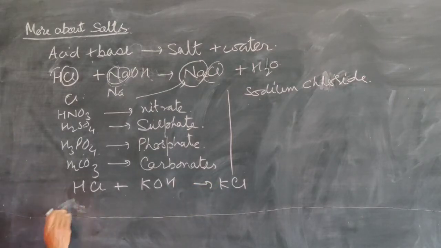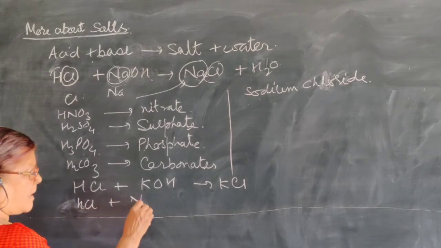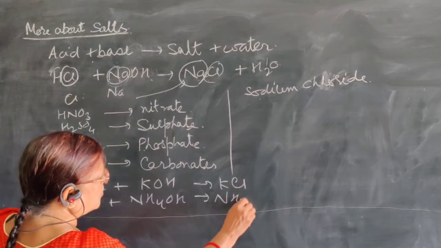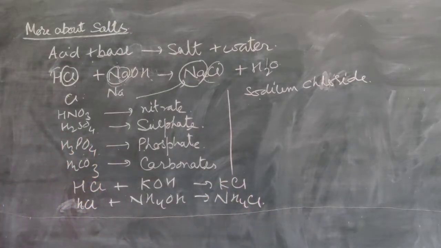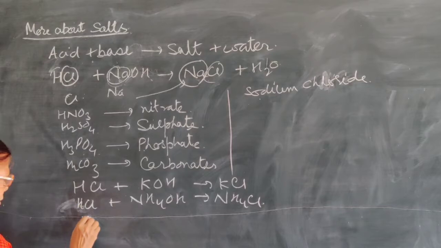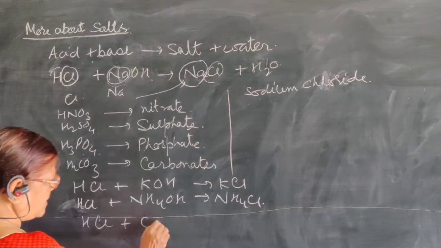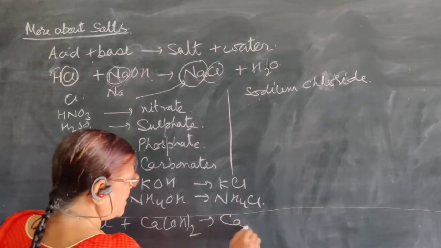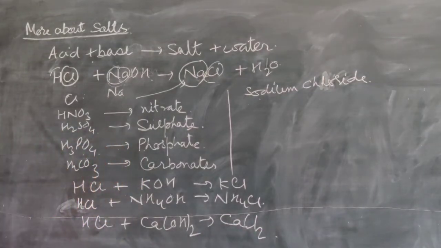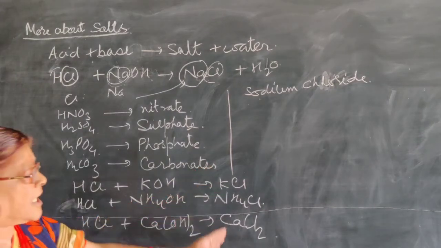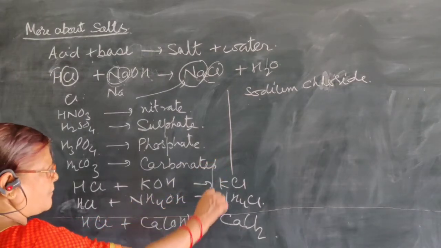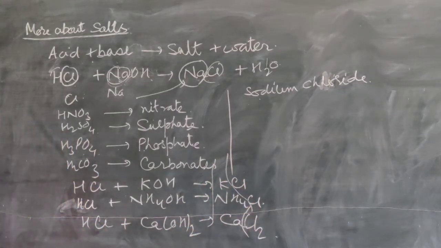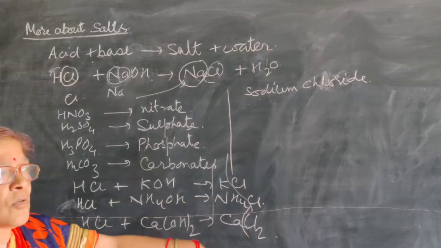Then we can write HCl plus ammonium hydroxide, NH4OH. Then it is called ammonium chloride. Now change the base again. We can write calcium hydroxide, HCl plus Ca(OH)2, and then you will get calcium chloride. So in this way you can see there is a change in the cation, and this is called one family. These are the salts of hydrochloric acid, because all have the chloride ion.